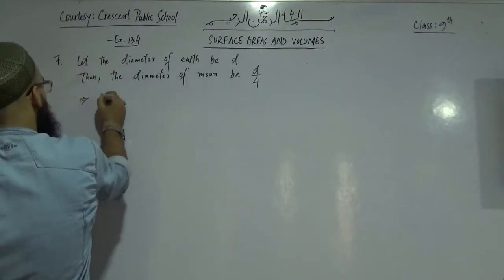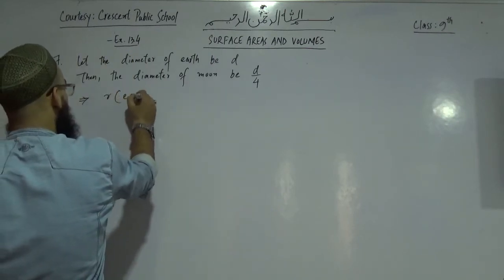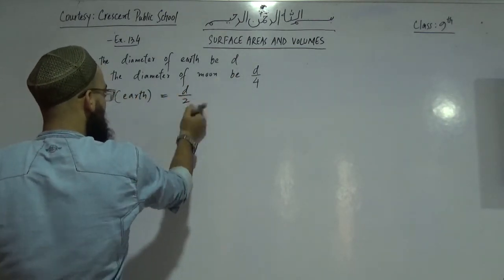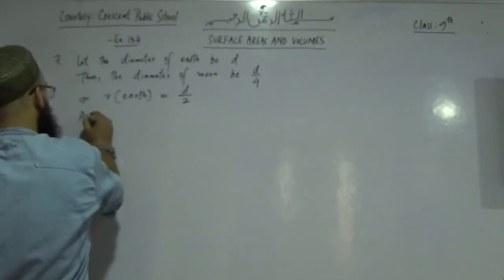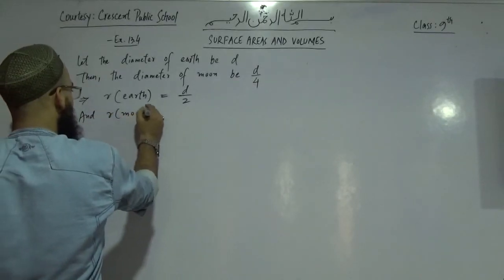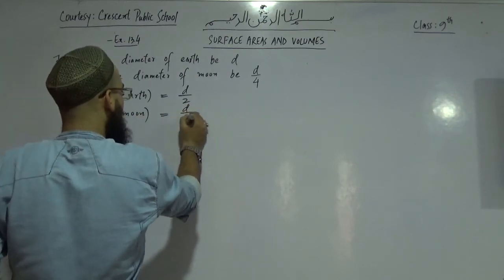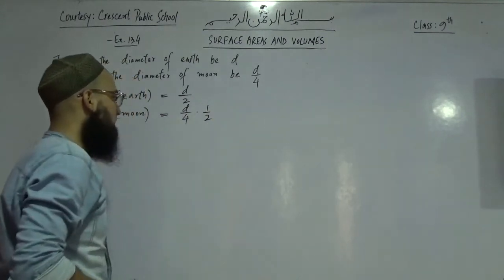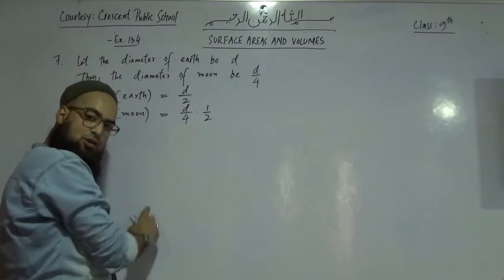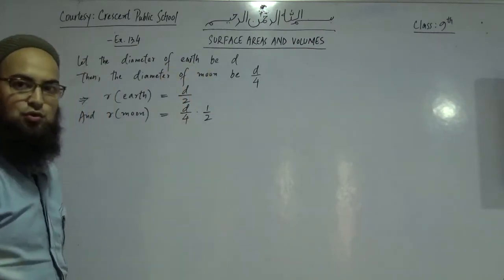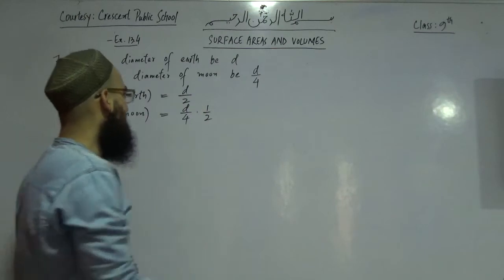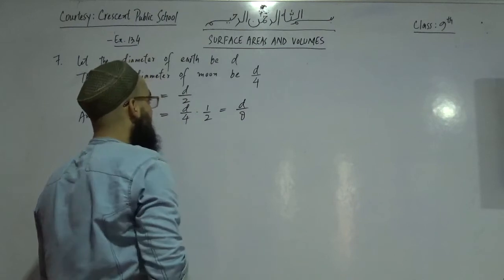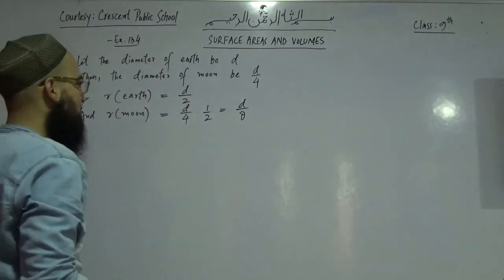Which implies that radius of earth, what is radius of earth? Then if diameter is d, so d by 2, very good. And radius of moon, what is radius of moon? D by 4 by 2, that is d by 4 times 1 by 2. You got it? D by 4 is the diameter, divided by 2, that's the radius of the moon. That is d by 4 times 1 by 2. That is d by 8. So you have radius of earth, you have radius of moon.